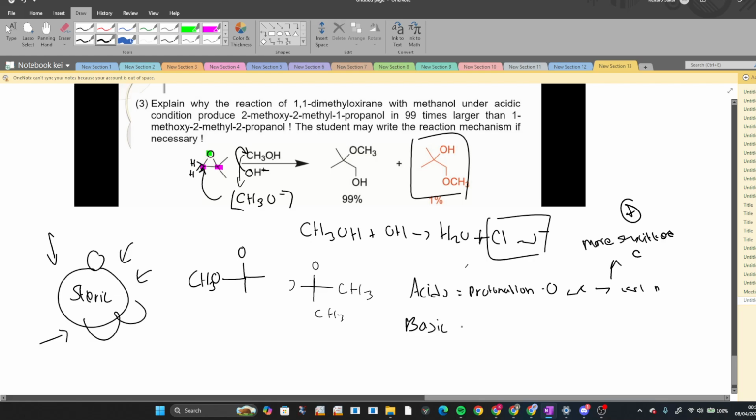Meanwhile, in basic conditions, this will create direct attack from methoxide ions, which will attack the less substituted carbon due to steric effect. I'm sorry, my handwriting is so bad. So, in short, for number three, the reason why the main product is this is because this product is made by attacking the more substituted carbon, which is done in acidic conditions. Hope that helps.